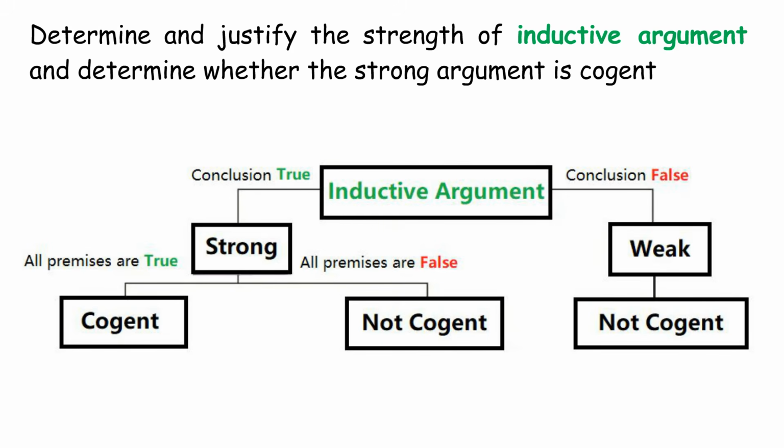The number of premises does not guarantee a strong argument, because the strength of an argument depends on the truth value of the conclusion. A weak argument is not cogent, while a strong argument will only be cogent if all its premises are true.